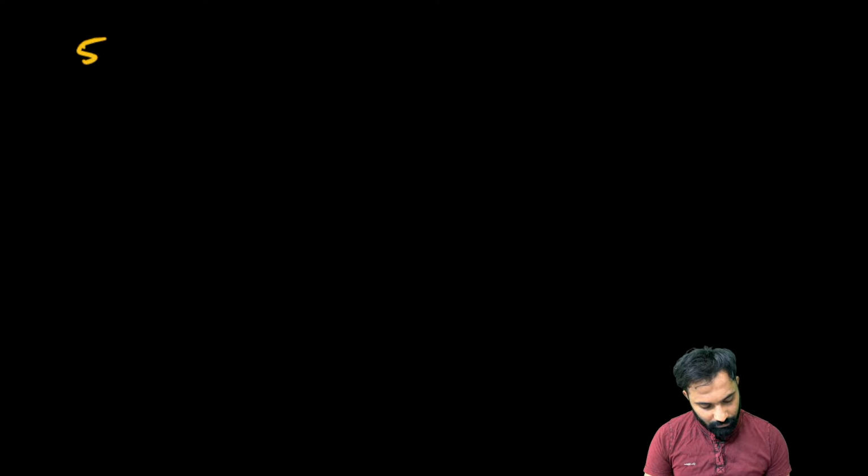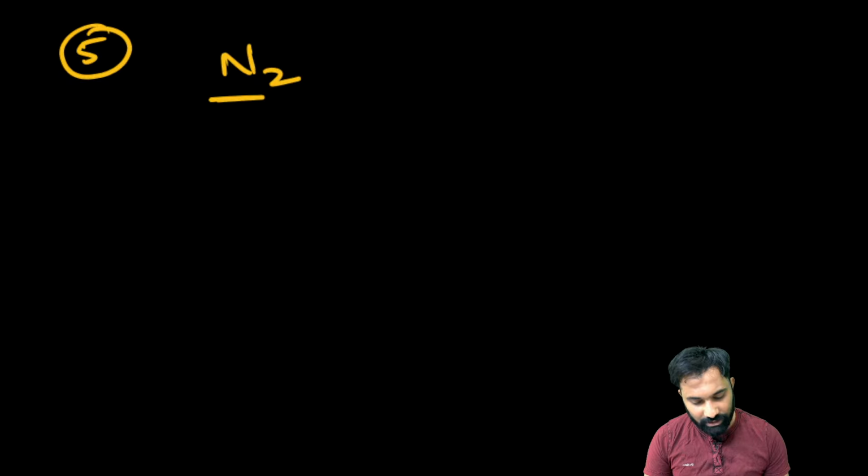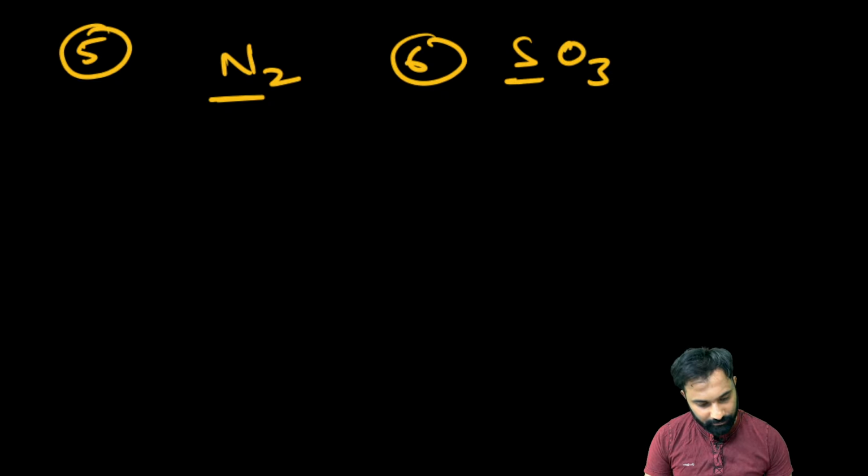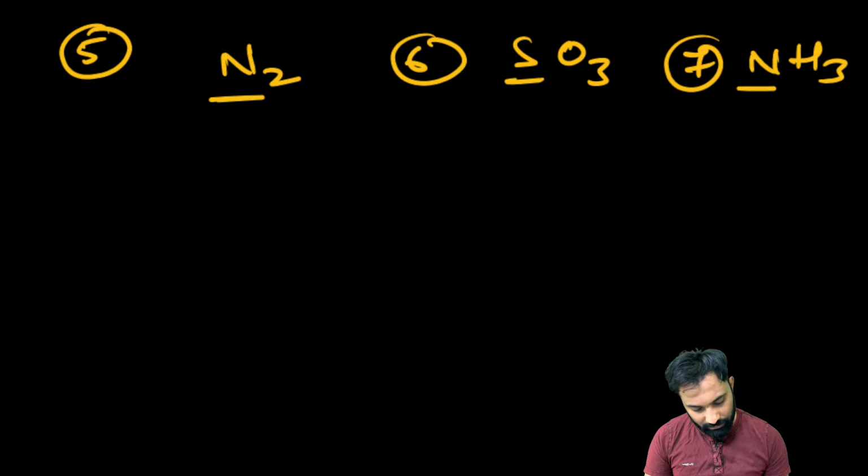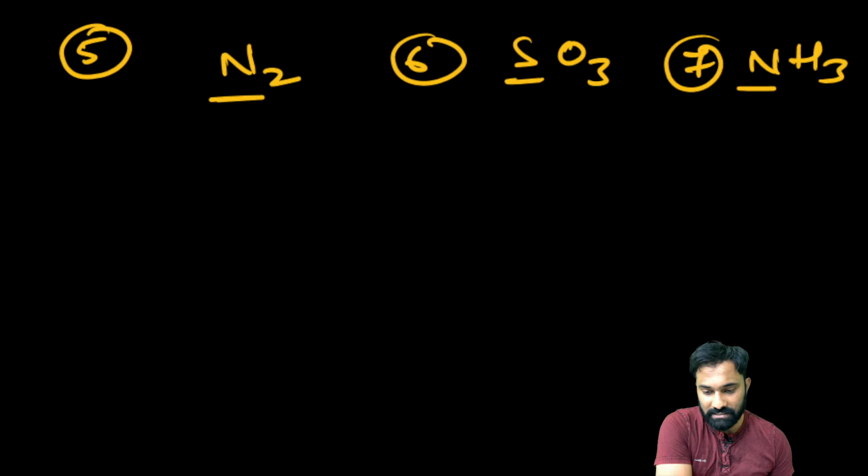Fifth. Now, next one. What is the oxidation number of nitrogen in N2? And in the 6, the sulfur oxidation number. Now try to tell me fast. 7 in the NH3. Right? Now tell me fast.